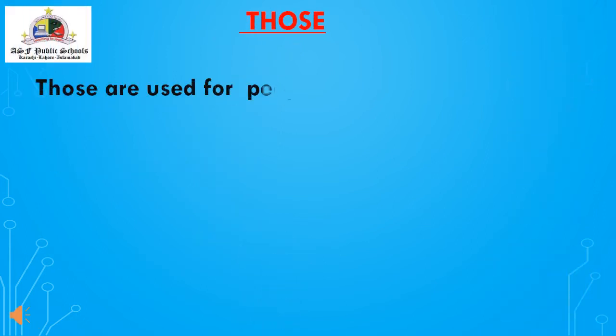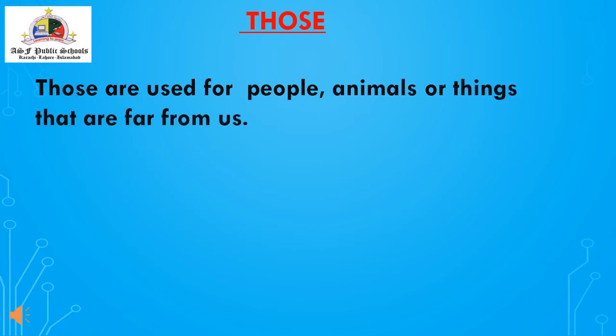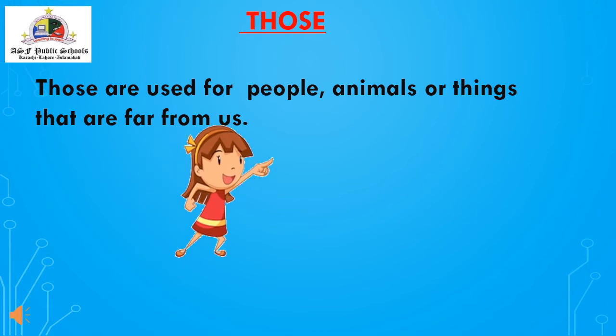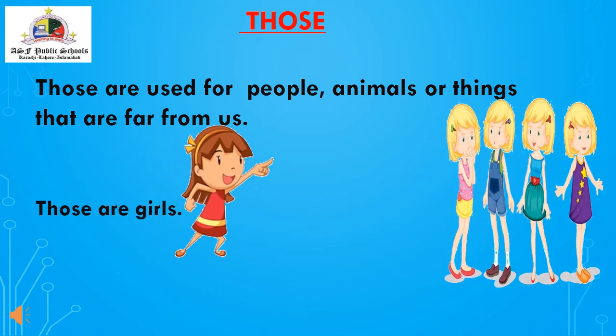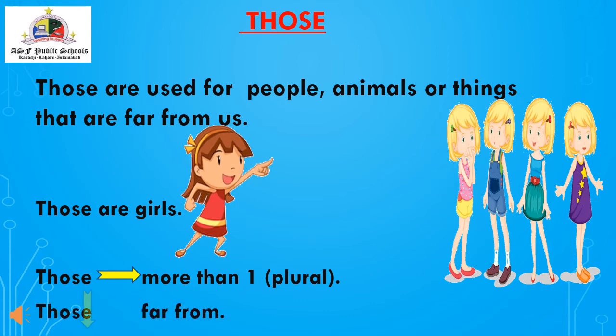Those is used for people, animals or things that are far from us. Look at an example. Those are girls. Here the girl is pointing towards the girls. The girls are far from the girl who is pointing. And there are more than one girl. So the nouns which are far from us and plural in number, we use those for them.